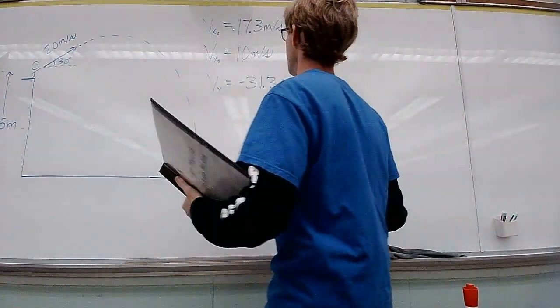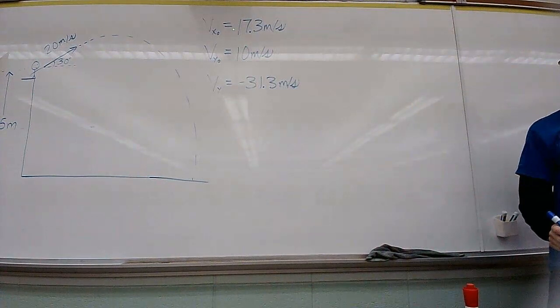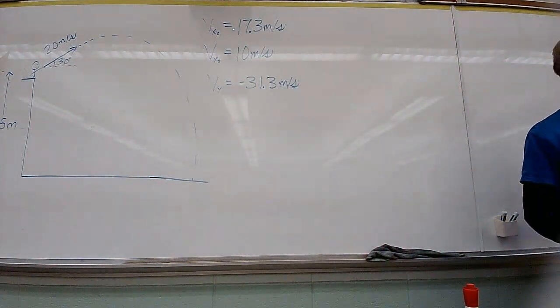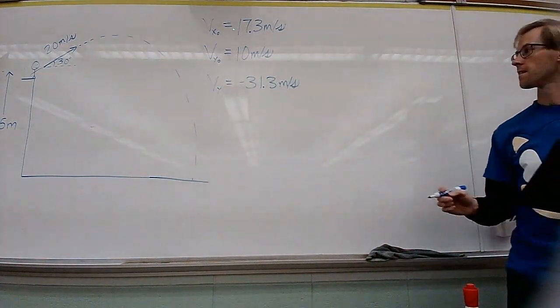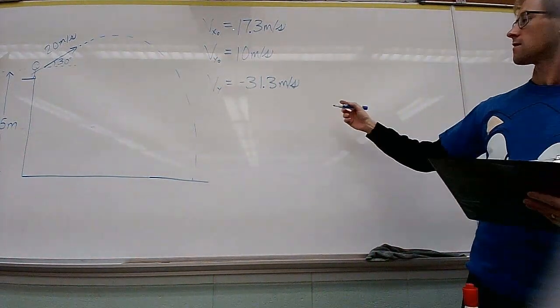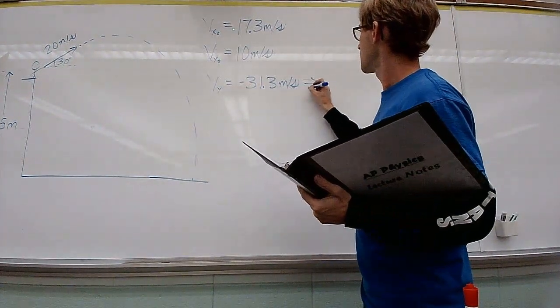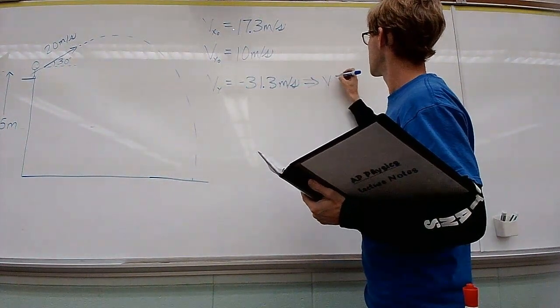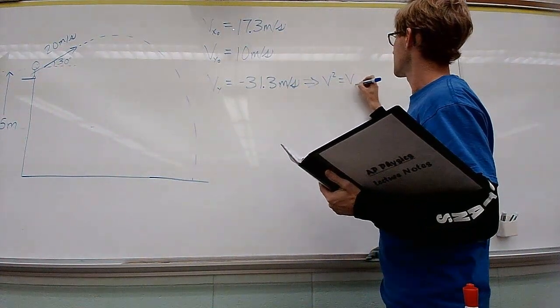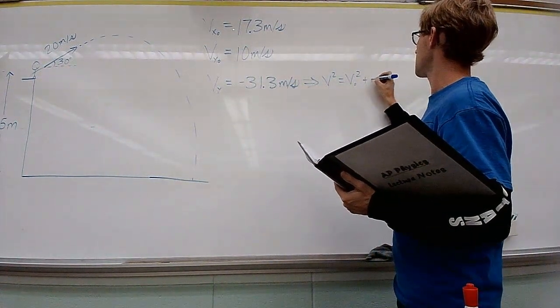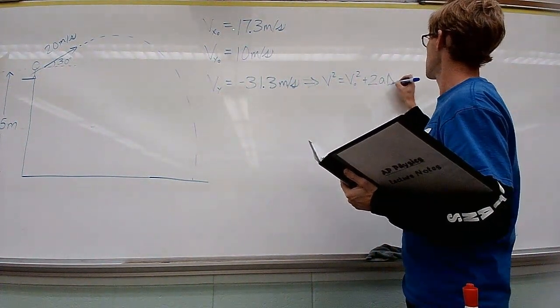All right. This is the point. How many people got negative 31.3 meters per second? How many people did it with the equation? The best equation to use for this is the long way. Oh, we squared, because we aren't given any information about time. Oh, right.